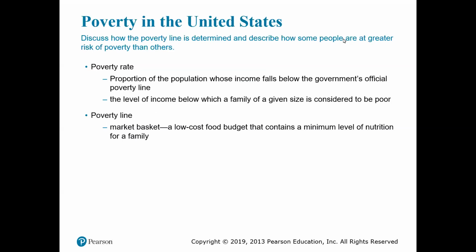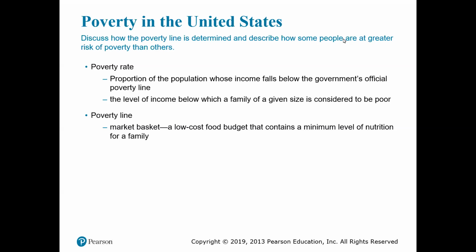Social Security was established in 1965. In 1965, the poverty line was based upon the assumption that the average family must spend about 1/3 of its total income on food and was thus determined by a minimum family market basket. This is a low-cost food budget that contains a minimum level of nutrition for a family. So it's the number of family members multiplied by 3 to allow for non-food costs such as rent and utilities.